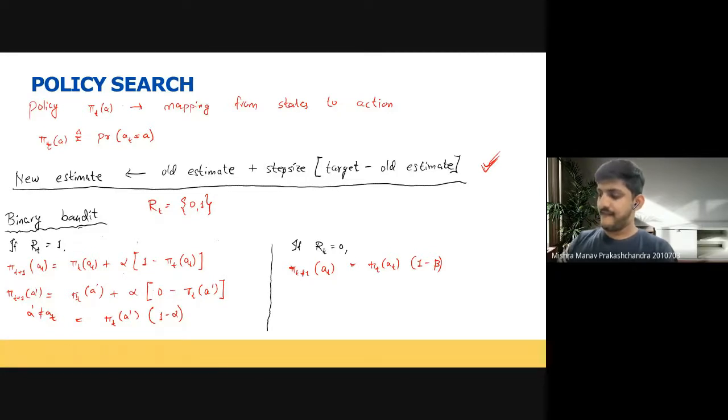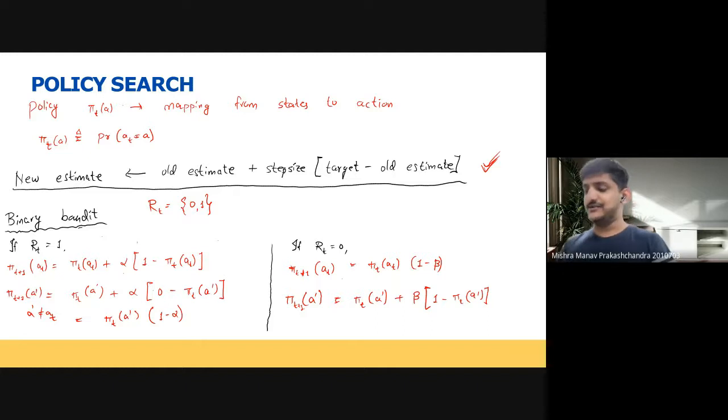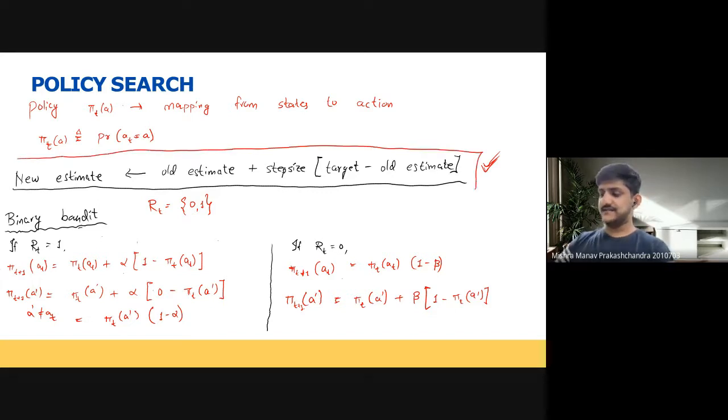I hope you understand why this got flipped when r t is equal to 1, and why this is happening when r t is equal to 0. If not, just remember the line in this box. This should help you understand the update part in this research.